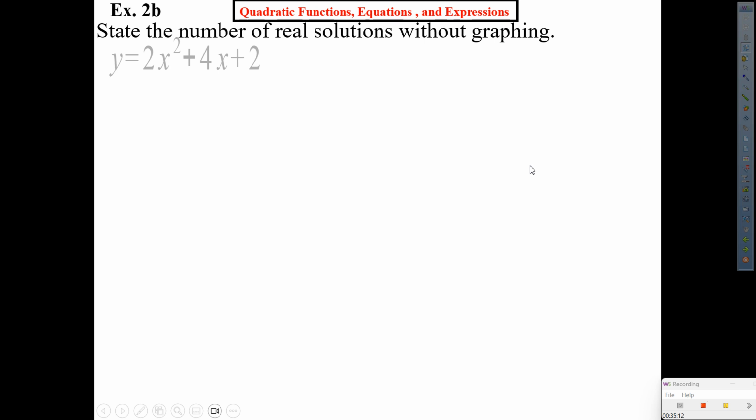Copy this one. Example 2b. State the number of real solutions without graphing. They give us y equals 2x squared plus 4x plus 2, without graphing.